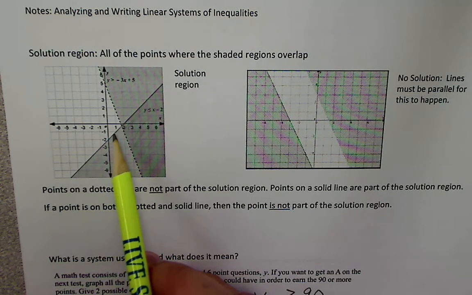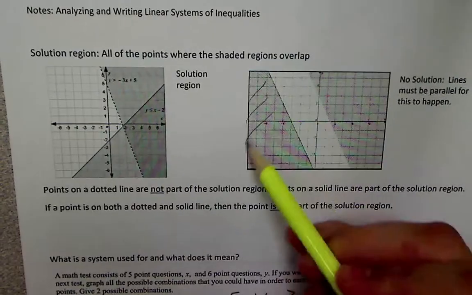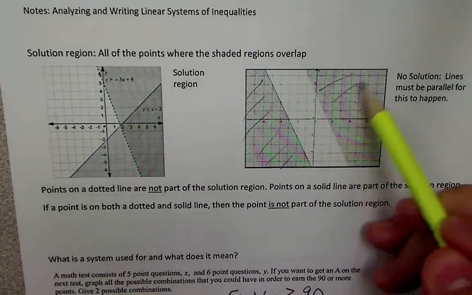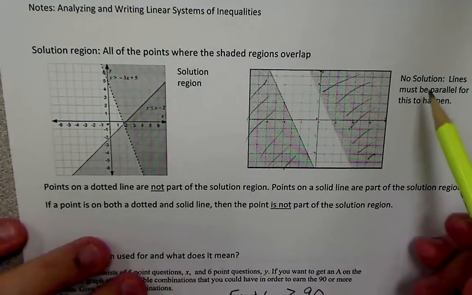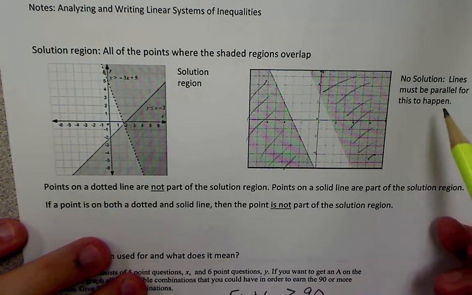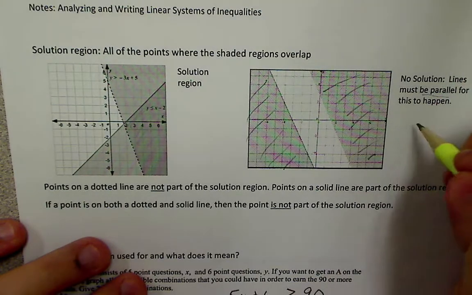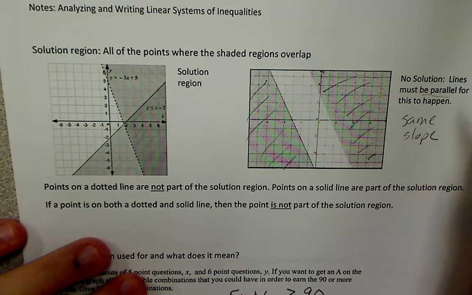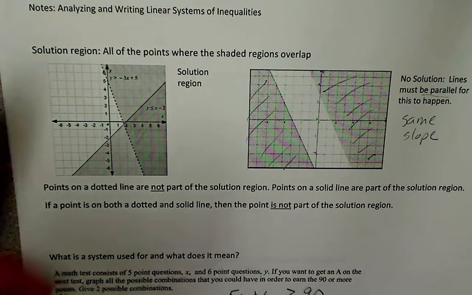Okay. That being said, there's also a possibility of what we call no solution, because the shaded areas do not actually overlap each other. When that happens, we call this a no solution. For this to happen, your lines must be parallel to each other. And parallel, in case you're wondering, basically means you have the same slope for each one when you graph it.